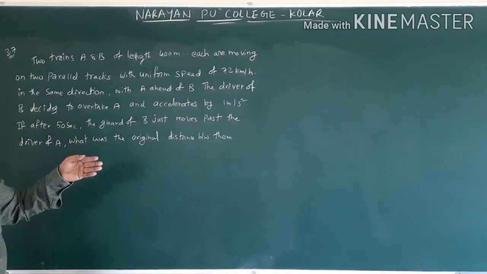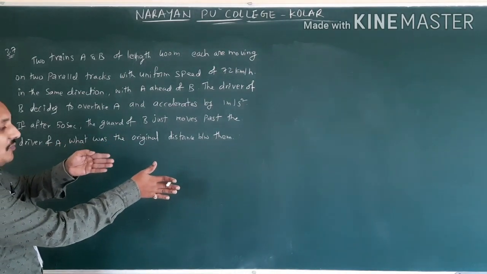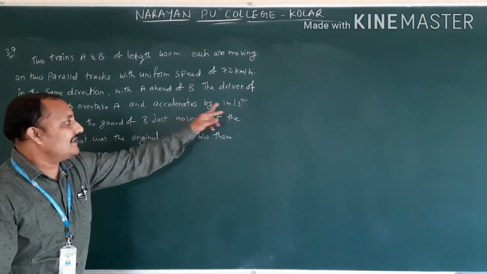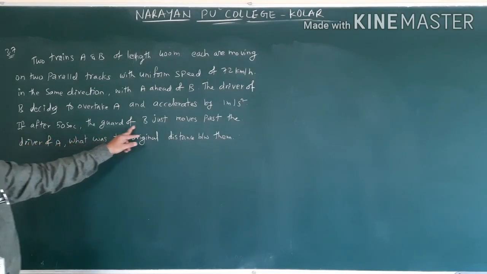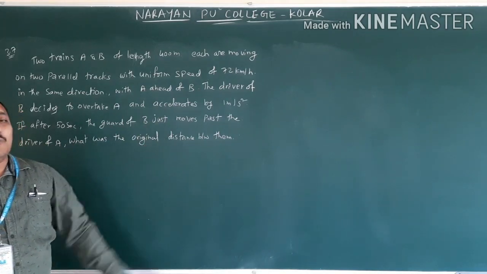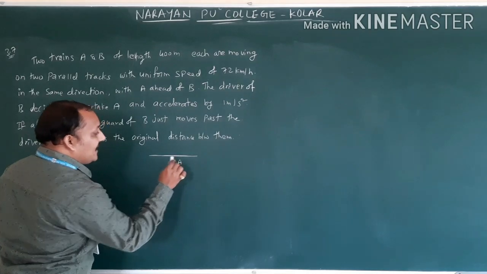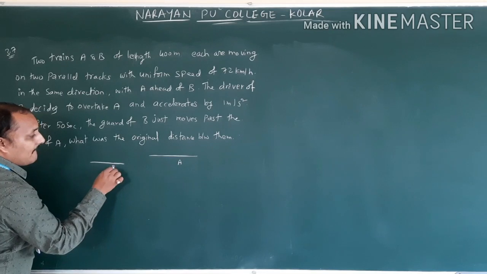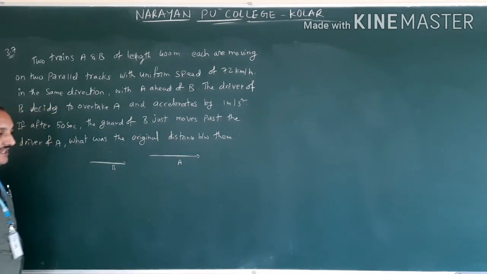Now what the driver of B decided means, this is A, let us assume this is B. So B decided to overtake this one. So at that time he accelerated by 1 meter per second square. If after 50 seconds the guard of B just moves past the driver of A, what was the original distance between them? What they are asking means, this is train A, because A is ahead of B. So this is train B. Both are moving on two tracks like this, in the same direction.